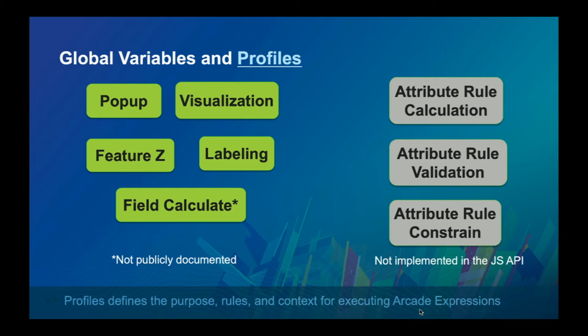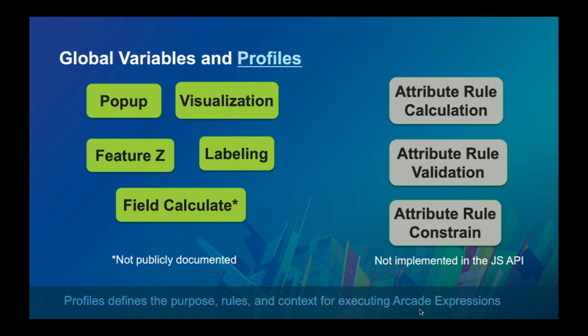A profile defines the purpose, rules, and context for executing Arcade expressions. So basically, what global variables are available to you in Arcade? In the pop-up, it's going to be different from what it is in the renderer. What's the context? You can think of it as the pop-up itself. It could be the label class that you're using or the field calculator. And some other rules might be the profile defines what type is required as a return type. So for example, in the visualization profile, you cannot return a dictionary.